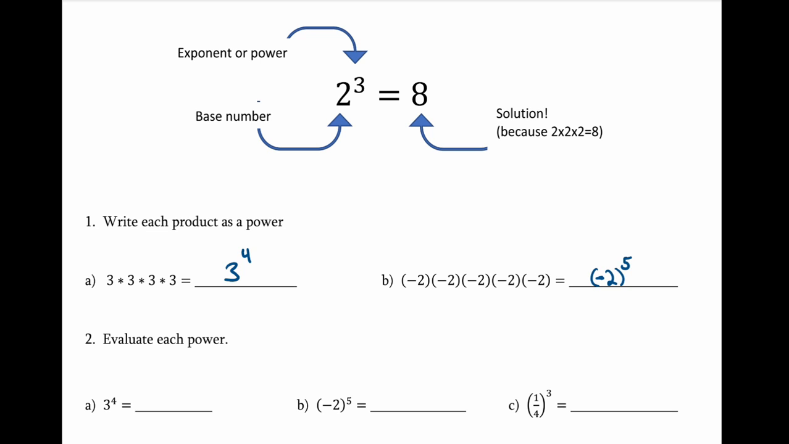One thing to be aware of, if there are brackets around the numbers that are being multiplied, include that in your power or exponent. So because the -2 is in brackets, we have to include that when we write our power.